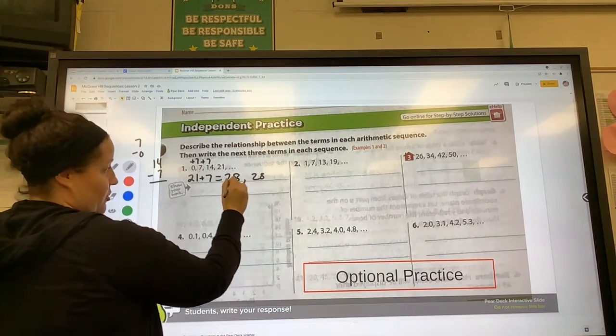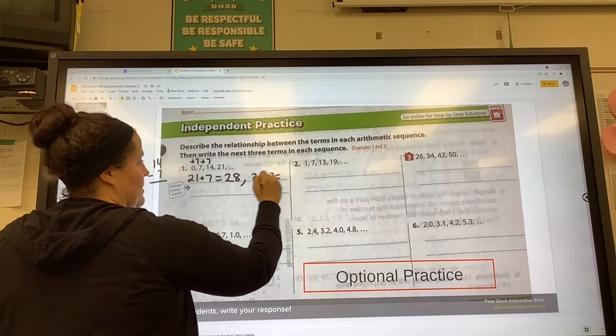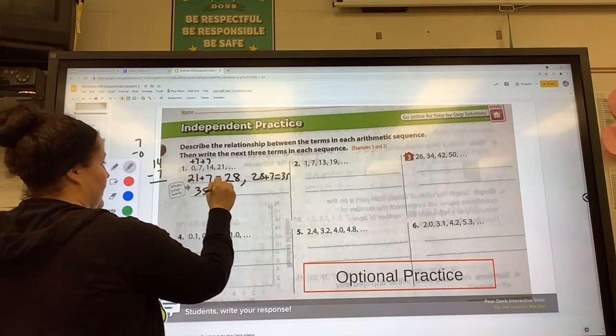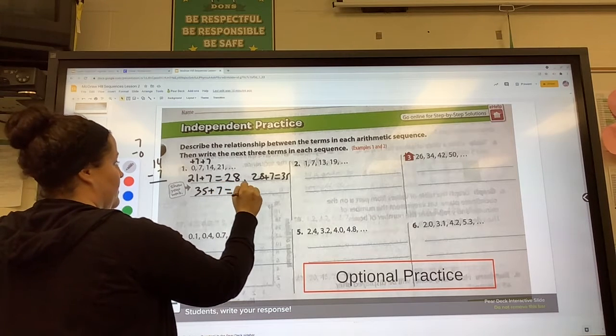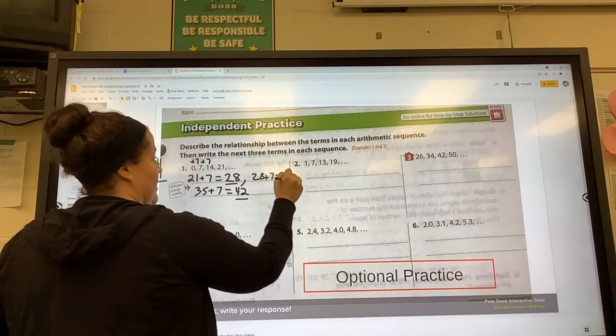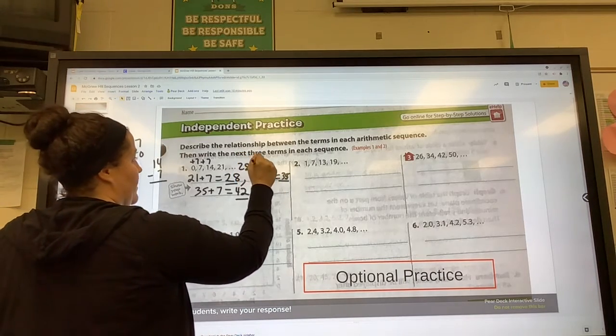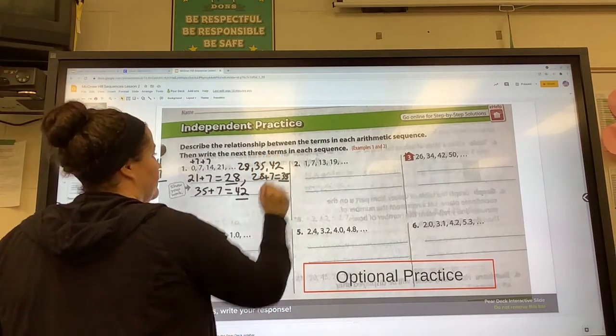28, then you take that term and add 7, 35, and then take that term and add 7, 42. So those would be my three terms. So it'll be 28, 35, 42.